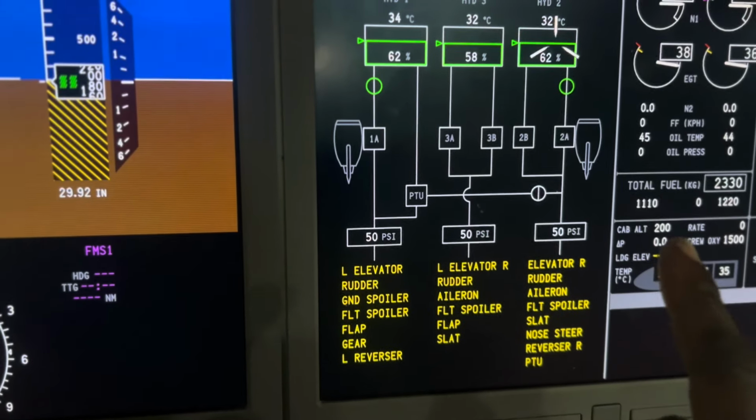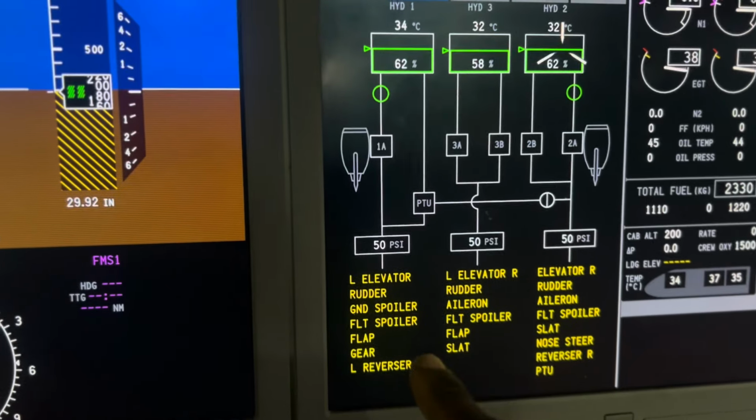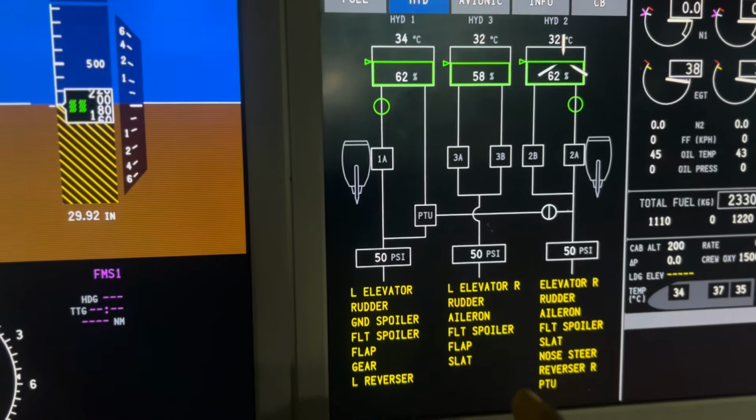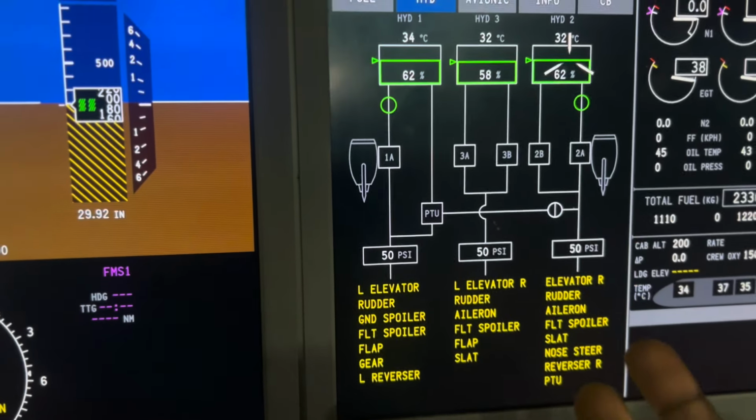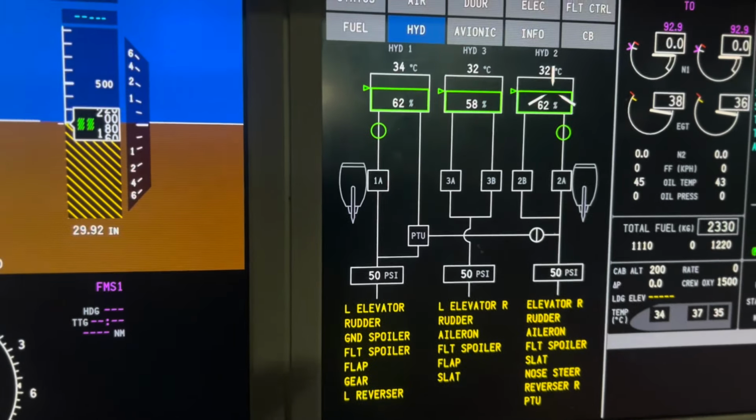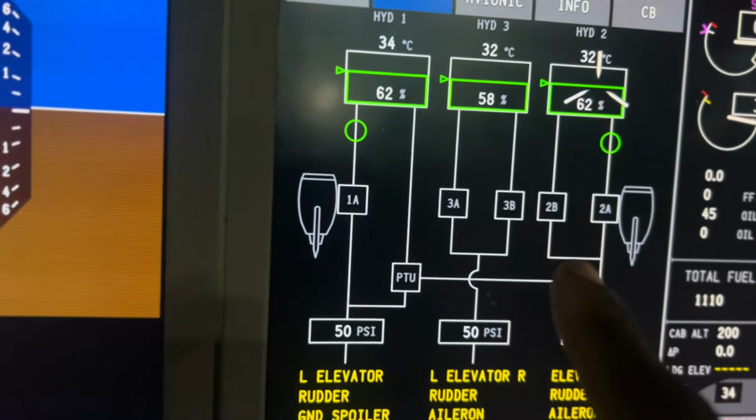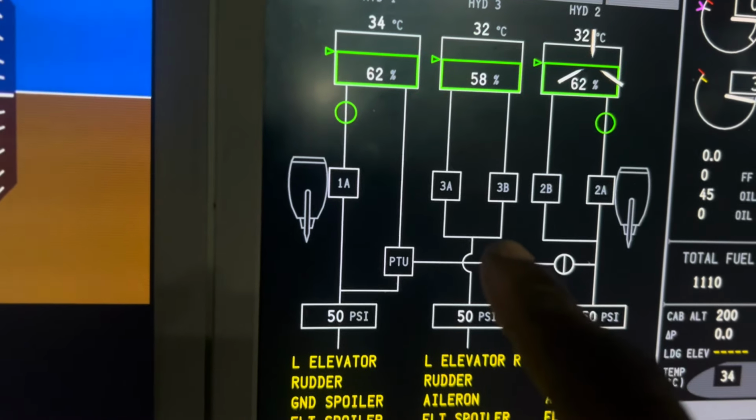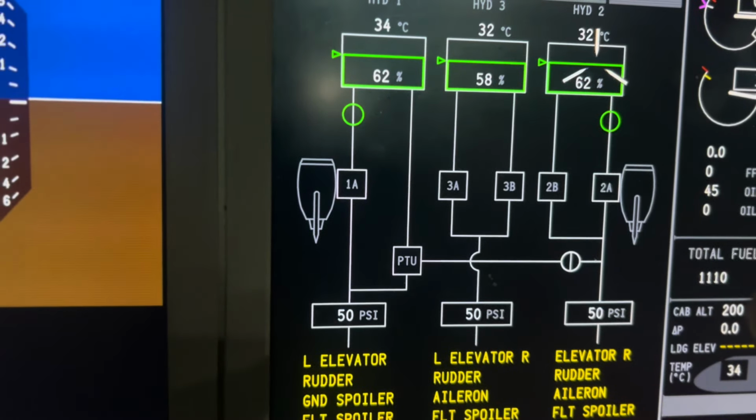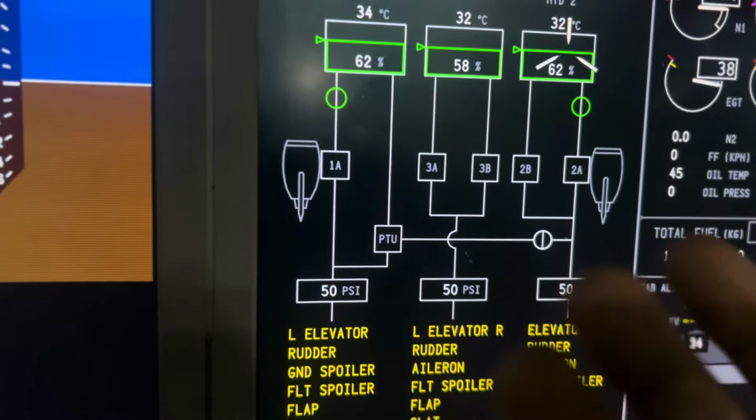As you can see, hydraulic 2 operates the slat, but does not operate the flap. Hydraulic 1 operates the flap, but does not operate the slat. But hydraulic 3 operates the flap and slat. Me personally, I usually use the three system to operate my flap and slat, right? And you can also see 3A, 3B, 2B, and 2A. This is basically the engine, the EDP, so the engine driven pump, right?